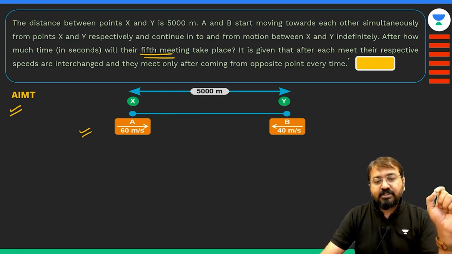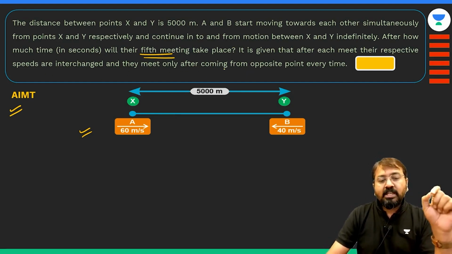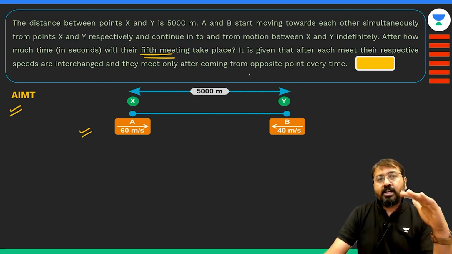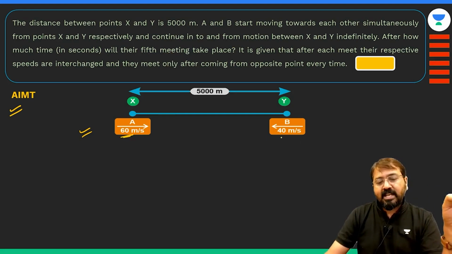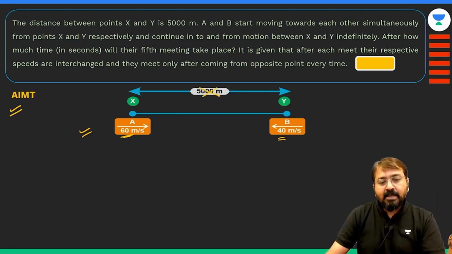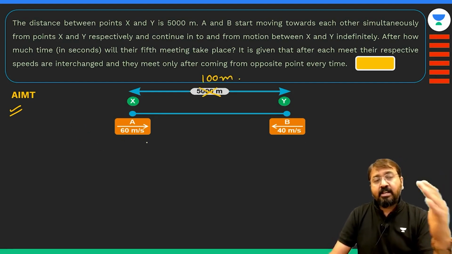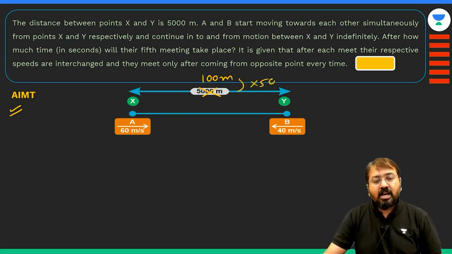It is given that after each meeting, their respective speeds are interchanged and they meet only after coming from the opposite point in every meeting. So let's understand this question. First of all, we are given the speeds as 60 meter per second and 40 meter per second. Now guys, to simplify this question, I'll make the length of this track 100 meter, because 60 plus 40 will be straight away 100, and you will understand why I have reduced it this way, and then we'll multiply it by 50 once again to get our answer.